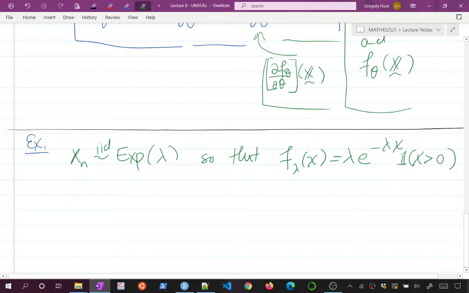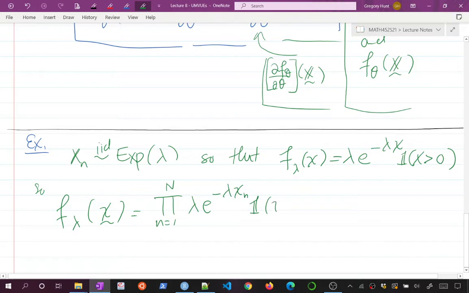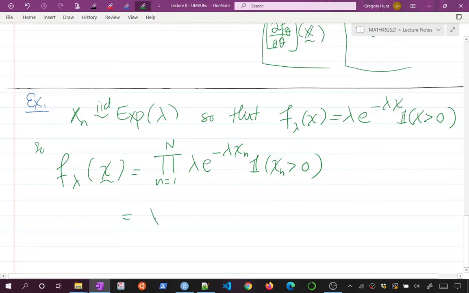Indicator x is bigger than 0. So the joint distribution of all of these, now we're plugging in little x, right? That's the product of my marginals. And it's lambda e to the negative lambda, little x of n's, for x of n bigger than 0. All right, we've done this one a couple times now. So I can pull out this lambda to the n, e to the negative lambda, like that.